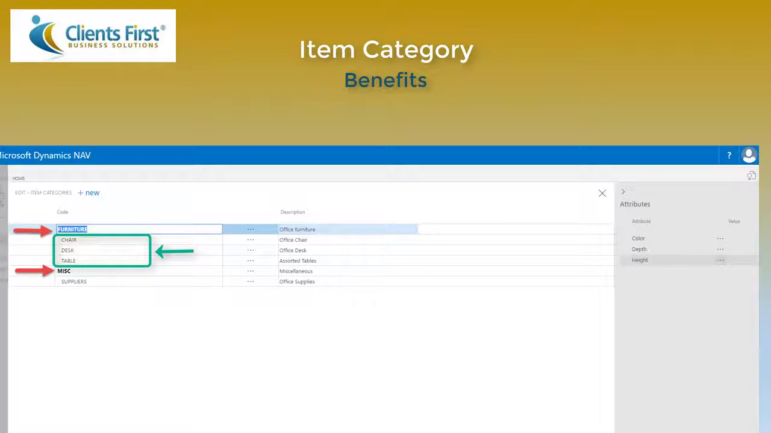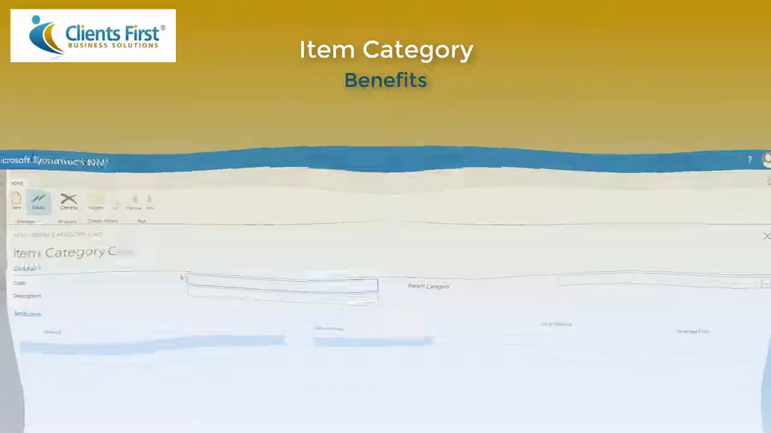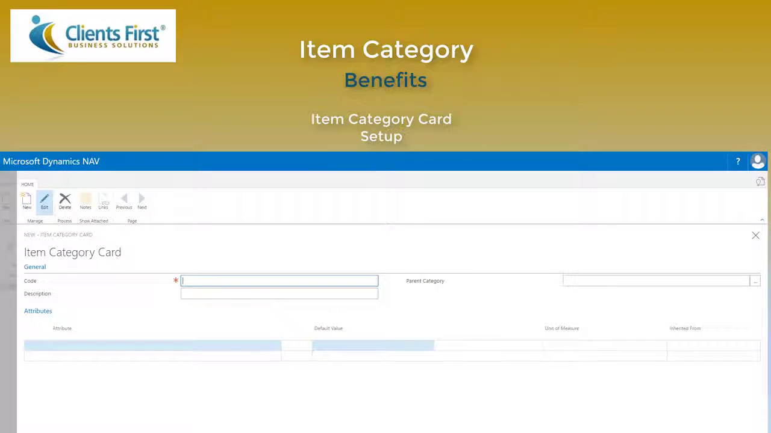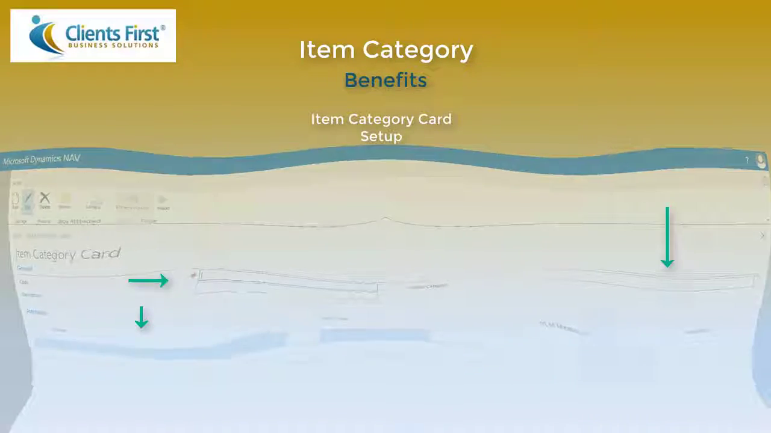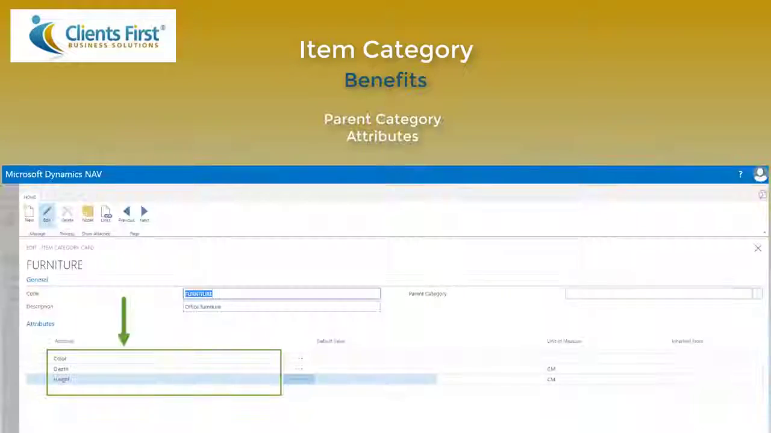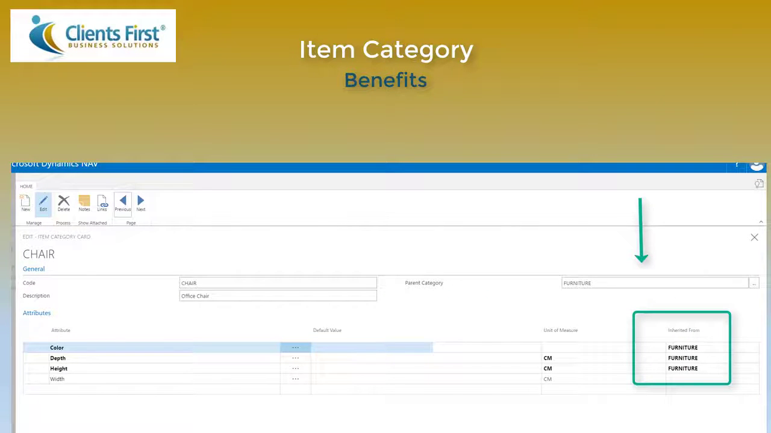Parent and child categories are set up in the item category card, where you specify the code, which is the child or sub-item category, the parent category, or attributes. Attributes assigned in a parent category, in my example furniture, has 3 attributes: color, depth, and height. Those will be assigned and inherited in the child category, in my example chair.